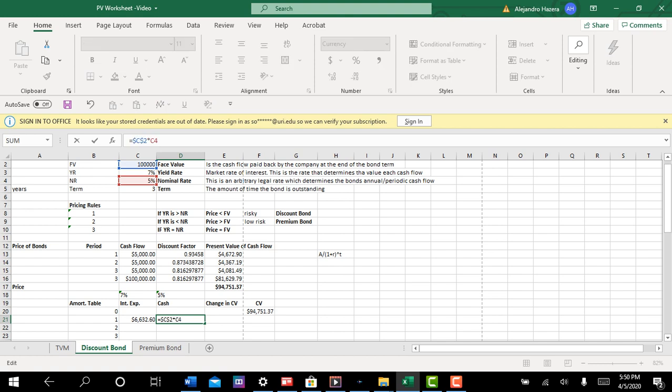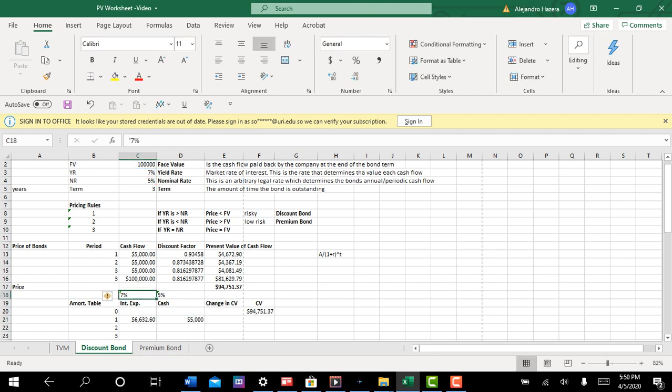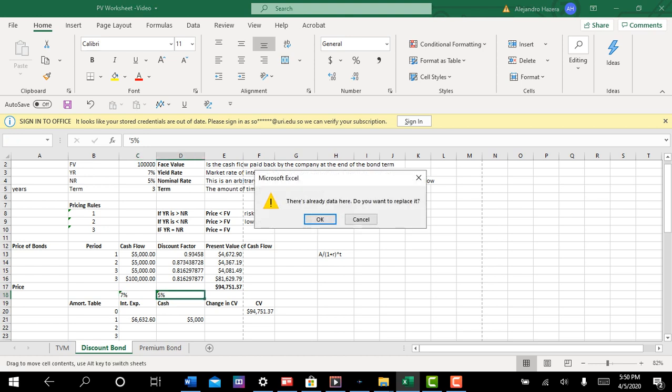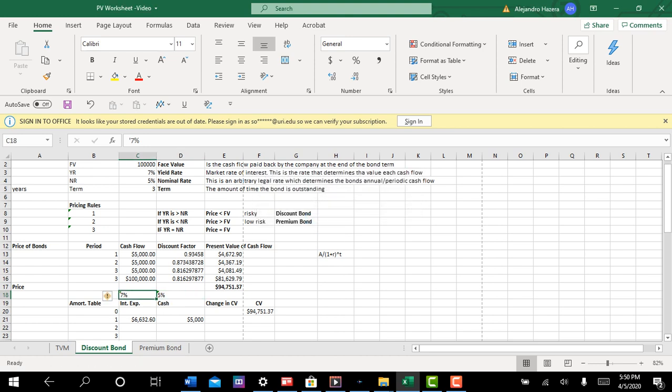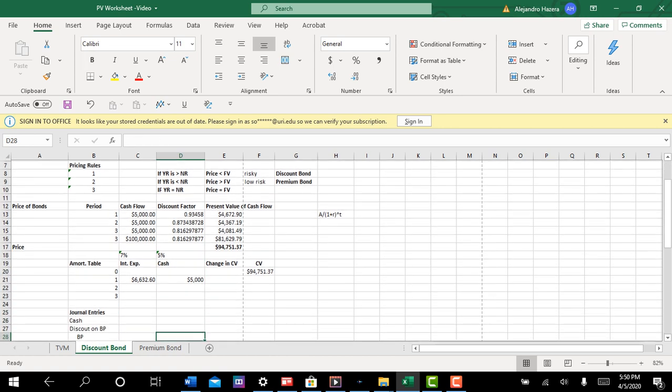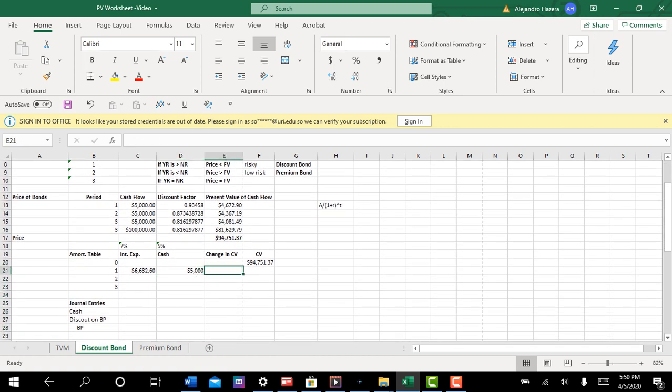The yield rate is what determines the interest expense. So that 7% is the yield rate. That determines the interest expense, but the cash is always determined by the carrying value. Okay, so let's go on to see how you compute the change in the carrying value.